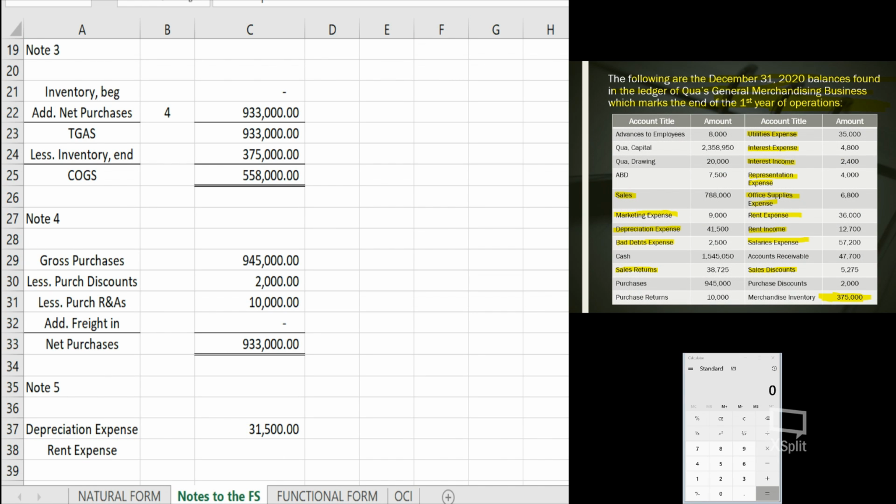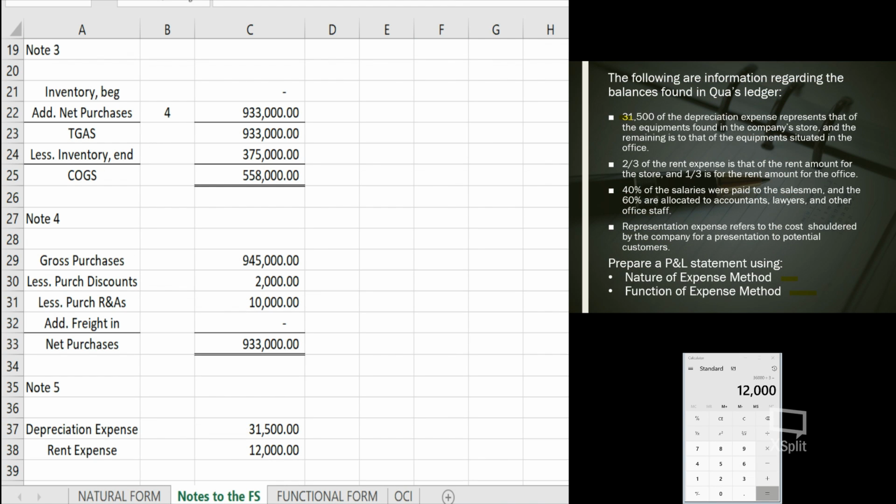Magkano ba ang total rent expense natin? Okay, tingin tayo sa calculator. Total rent expense is 36,000. 1/3 lang yung sa office. So, ibig sabihin, 1/3 lang yung kailangan nating isama dito. So, we divide this by 3. This one will be 12,000. Okay? Sige, we're done with the second one. Let's now go to the third.